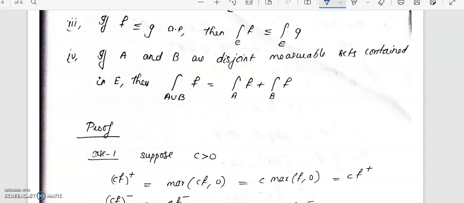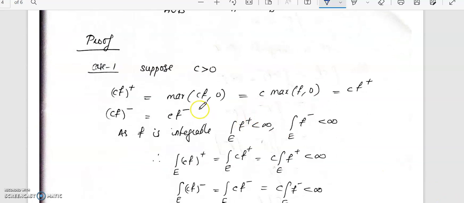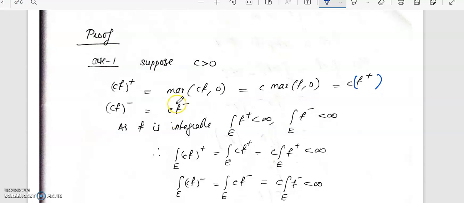So first we will consider the case where c is greater than 0. So c greater than 0 ആകുമ്പോൾ cf plus will be maximum of cf, 0. So that is c times maximum of f, 0. So maximum of f, 0 എന്ന് പറയുന്നത് that will be f plus. So c into f plus കിട്ടും. അതുപോലെ cf minus എന്ന് പറയുന്നത് it will be c into f minus. Now since f is integrable, integral f plus less than infinity ആയിരിക്കും, integral f minus less than infinity ആയിരിക്കും. So when you take integral over E, cf plus that can be written as c times f plus.